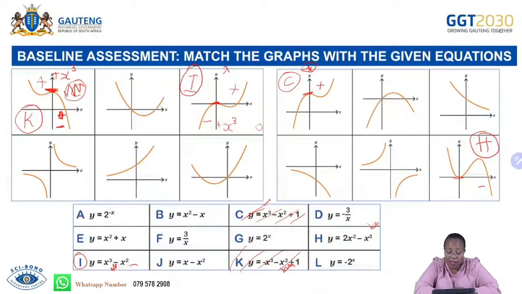Great, grade 12, we are done with the cubic function. Then we can cancel off all the cubic equations. We are not going to look into that anymore. They are all allocated. Now let's look at this parabola graph here, and this is concave up. Okay, let's start now with the parabola graph.